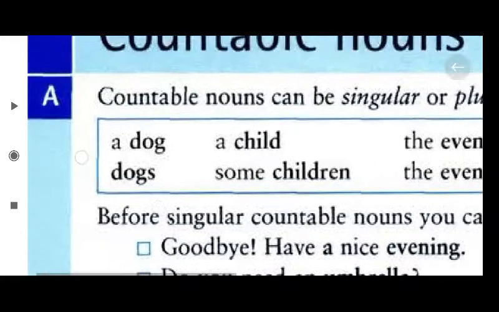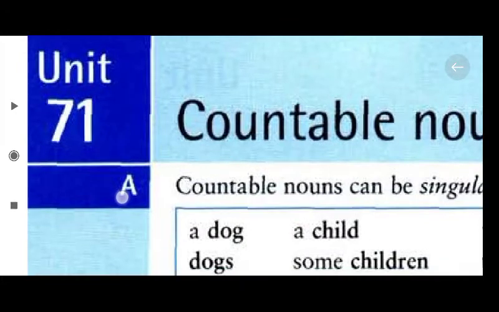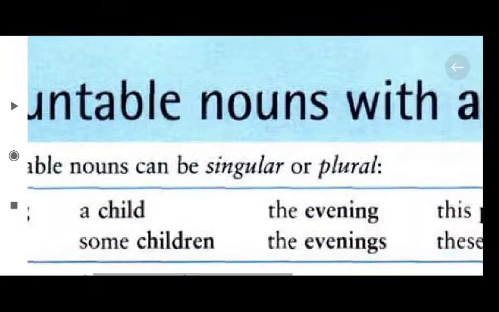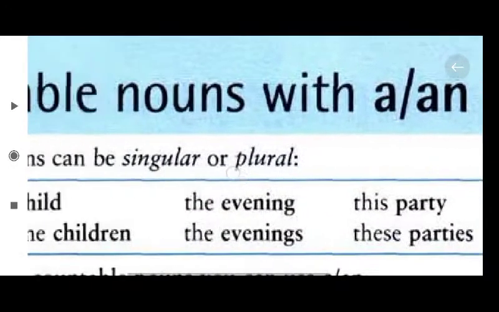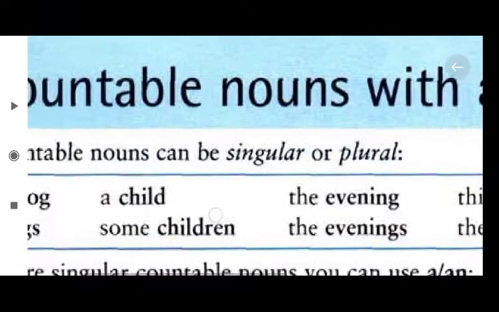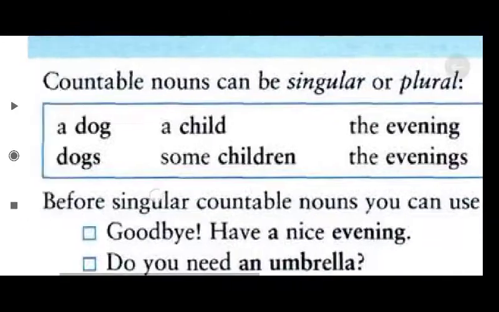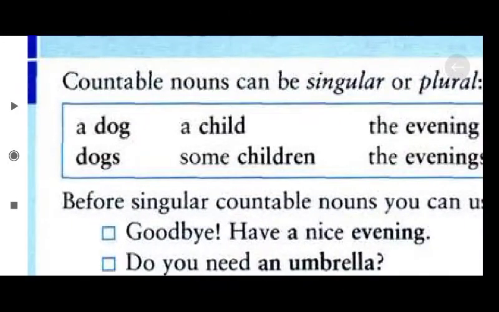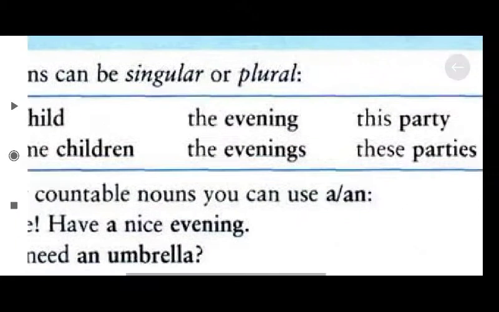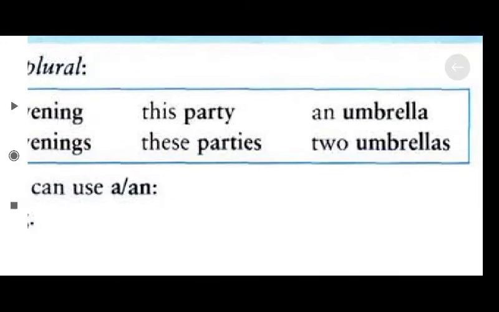Now we can come to our unit today, Unit 71, countable nouns with a, an, and some. A and an, these are indefinite articles. Countable nouns can be singular or plural. For example, in this box we have a dog, dogs, a child, some children, the evening, the evenings, this party, these parties, an umbrella, two umbrellas.